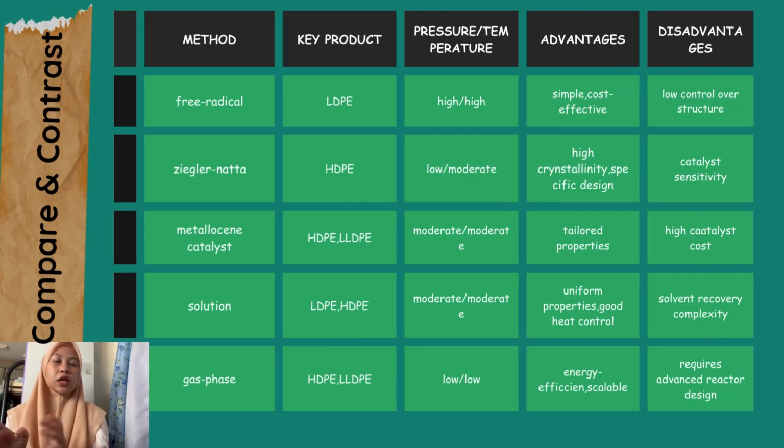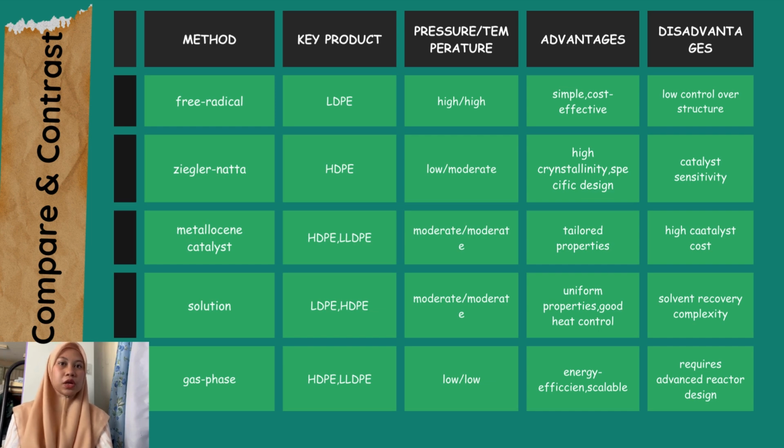For free radical, the key product is LDPE. Pressure and temperature are high. Advantages: simple and cost effective, and disadvantages: low control over structure. For Ziegler-Natta, the key product is HDPE, and the pressure is low and temperature moderate. Advantages: high crystallinity, specific design. Disadvantages: catalyst sensitivity.